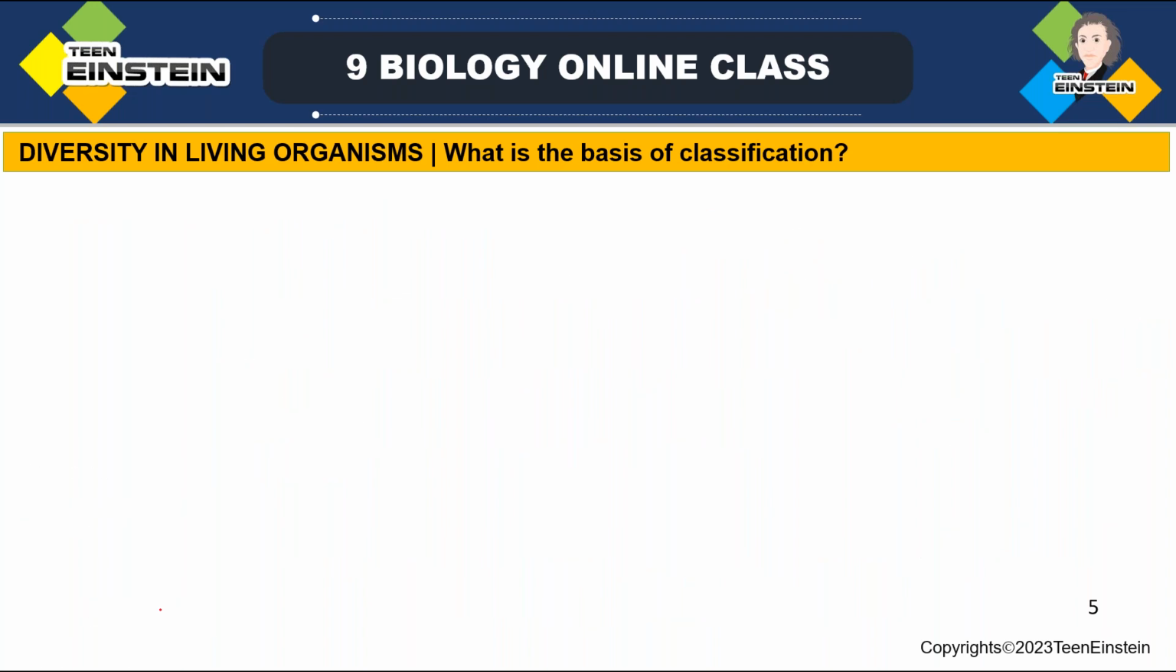Then the next point of classification, what is that? Whether the organism is producing or synthesizing its own food. Do the organisms produce their own food through the process of photosynthesis?